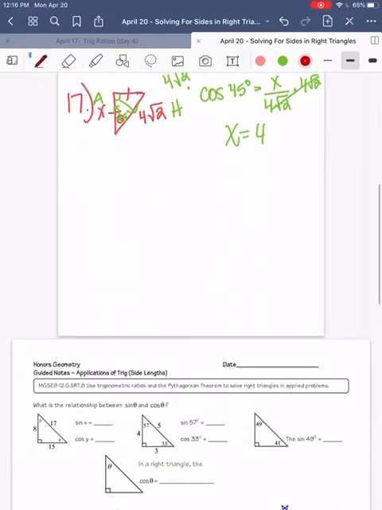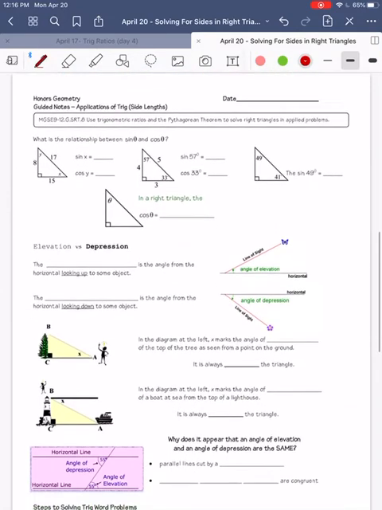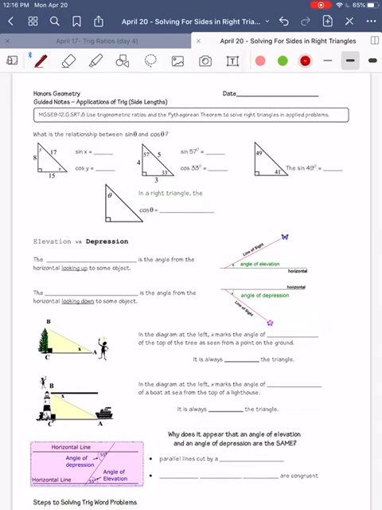All right, so now we're going to go on to the new stuff, which technically isn't really that new. It's just kind of looking at what we've learned already in a different light.